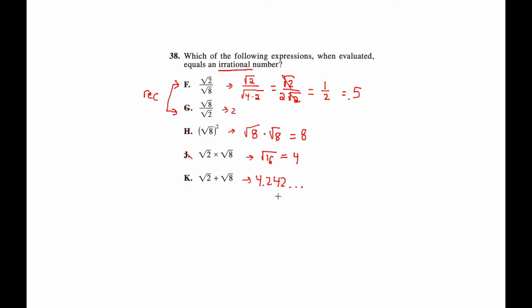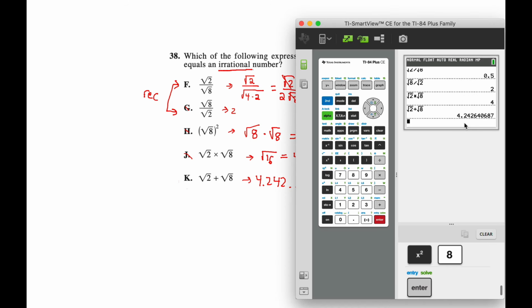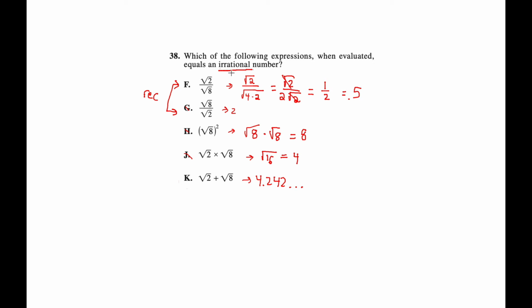But then this other number, I'll pull it up again on the calculator, we had this long decimal, and there wasn't really any rhyme or reason to the numbers in that decimal. So if we had to make an educated assumption about which of these was irrational, it would obviously be K, and that does turn out to be the correct answer here.